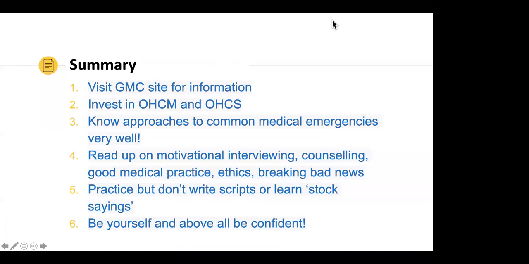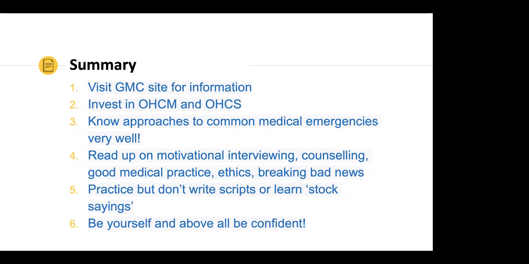And then just a summary of what we've gone through today. I think you should all visit the GMC site, watch all their videos, read all the Good Medical Practice guidelines, and try and invest in the Oxford Handbook of Clinical Medicine and Oxford Handbook of Clinical Specialties, because if you are planning to come here, they'll be very useful for the exams and for general practice. Know all your approaches to common medical emergencies very well, like the back of your hand. Know doses of things, but also if you can't remember a dose, rather not say something that's incorrect.